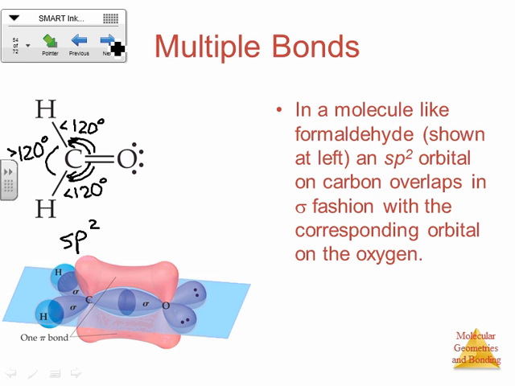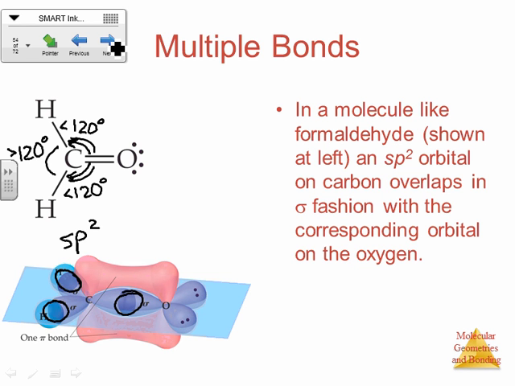There's a sigma bond here between the carbon and the hydrogen, a sigma bond between the carbon and the hydrogen because you have direct overlap, and then there's also a sigma bond with the p orbitals here between the carbon and the oxygen. And so those are your sigma bonds that get formed here.